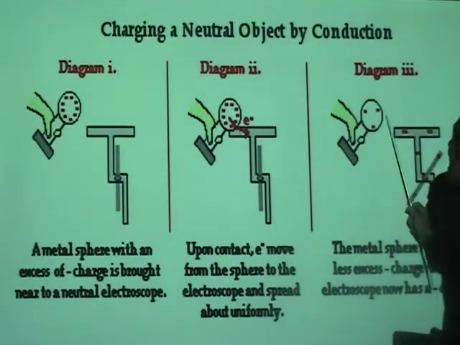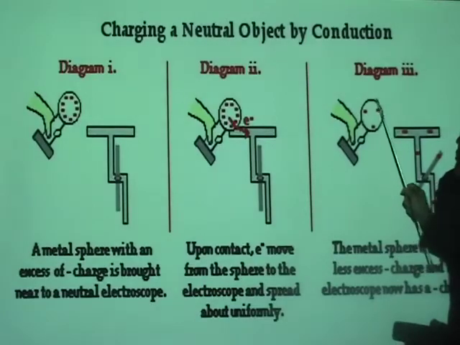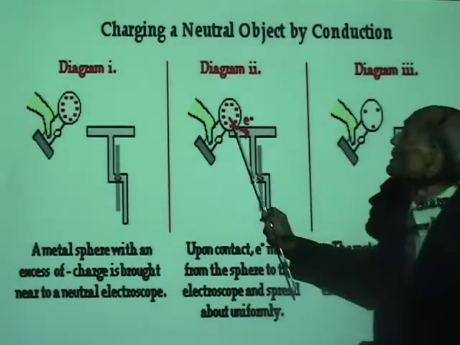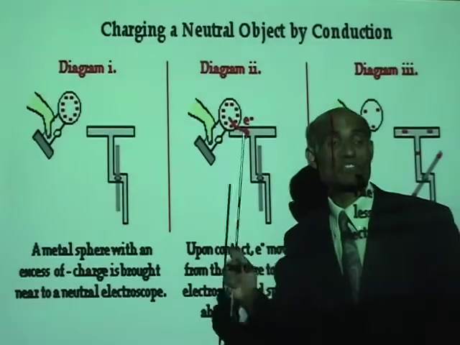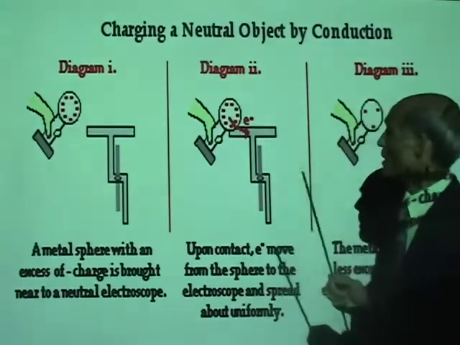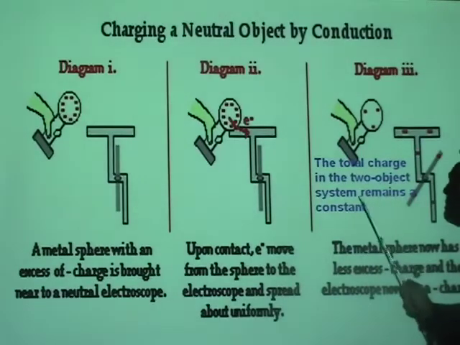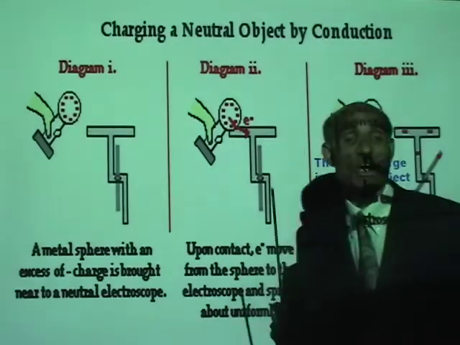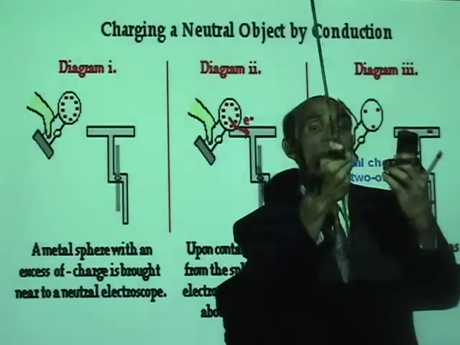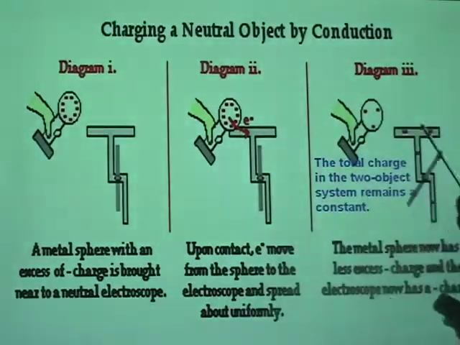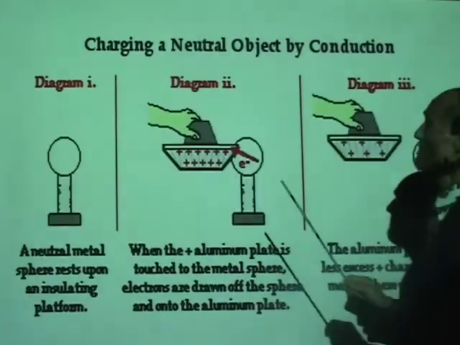That means if you now add up the charges on the original object and the electroscope, it will be the same as the original amount. Okay, the total charge in the two object system will remain a constant. Some charges from the charged object moved into the neutral object, making it charged.